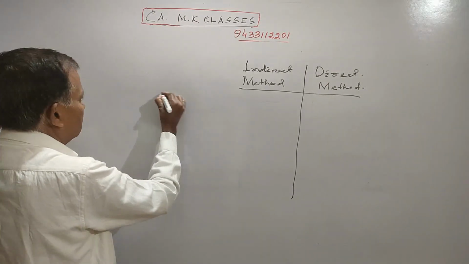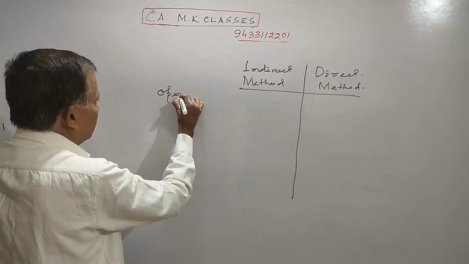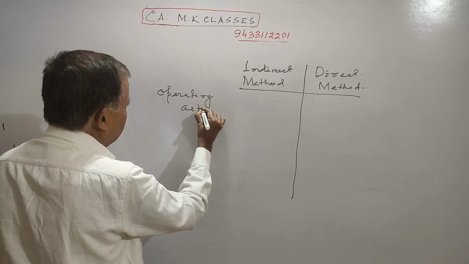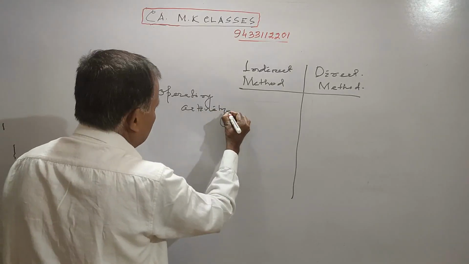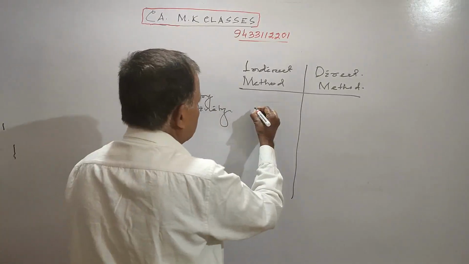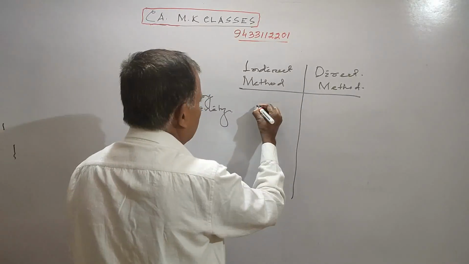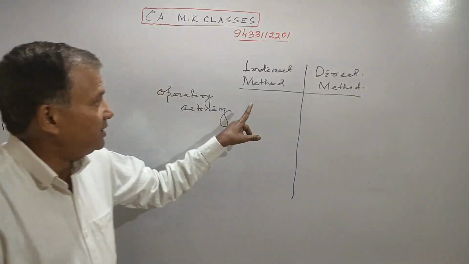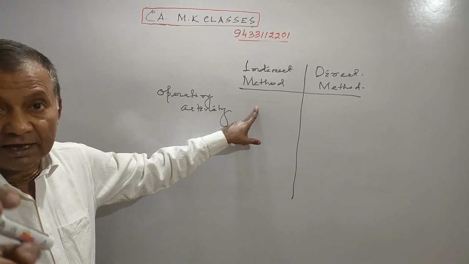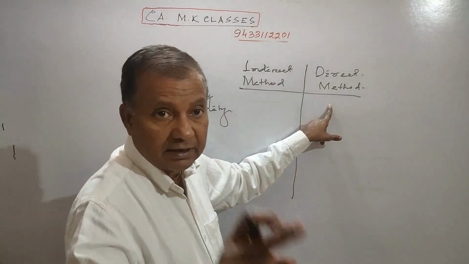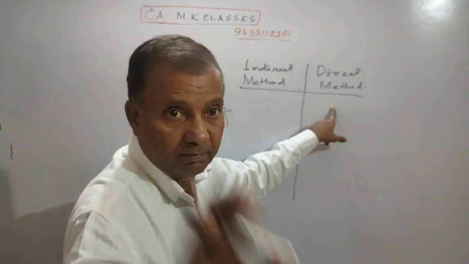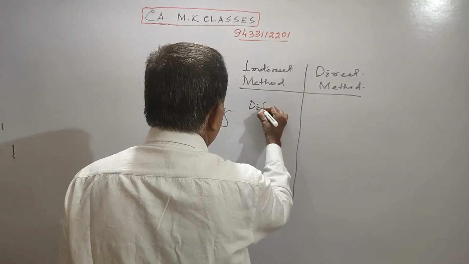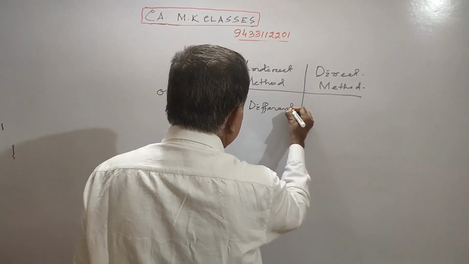If I talk about cash flow from operating activity, then I will say this is different in both the methods. In this case it is starting with net profit. Here it is starting with cash sale, collection from debtors. Therefore this particular method is different.